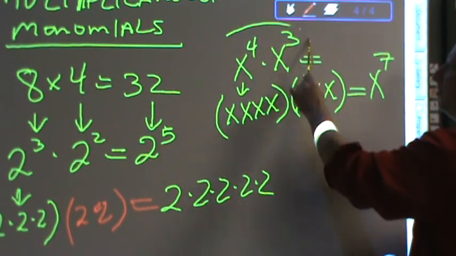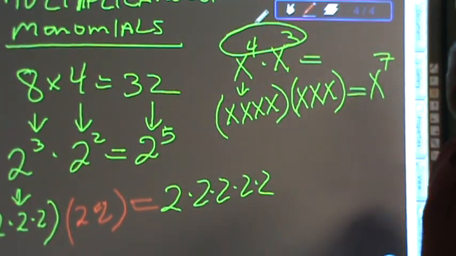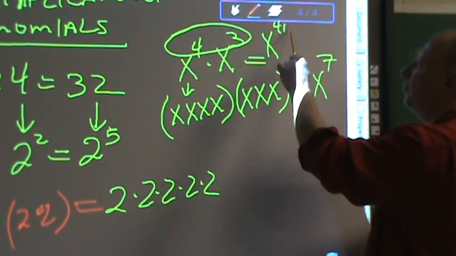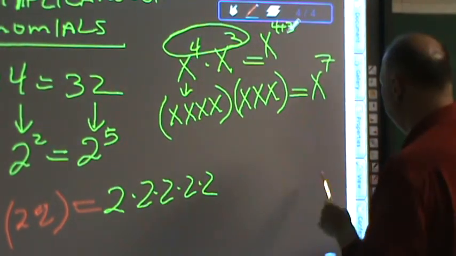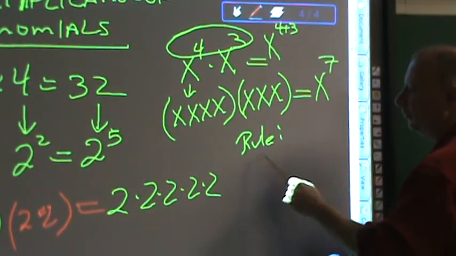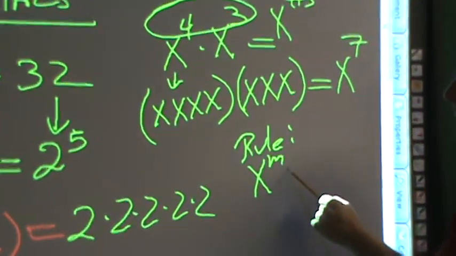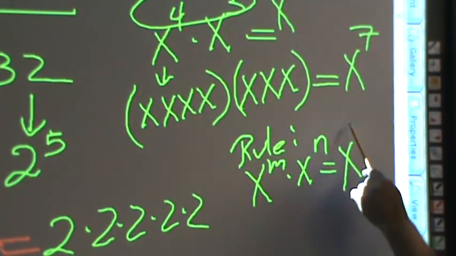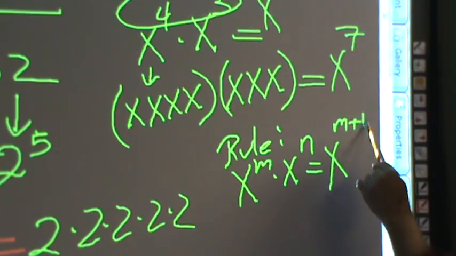Now, using these two numbers, is there a way to get 7? Sure there is. X, 4 plus 3. So what's the rule? x^m times x^n is equal to x^(m+n).